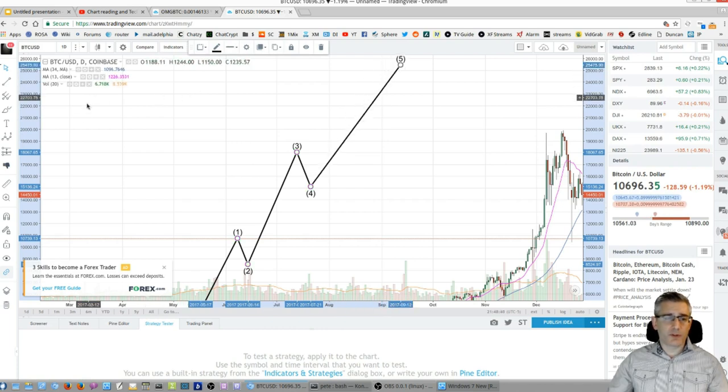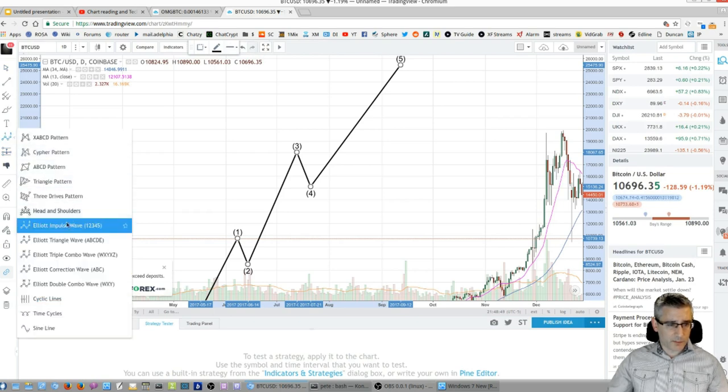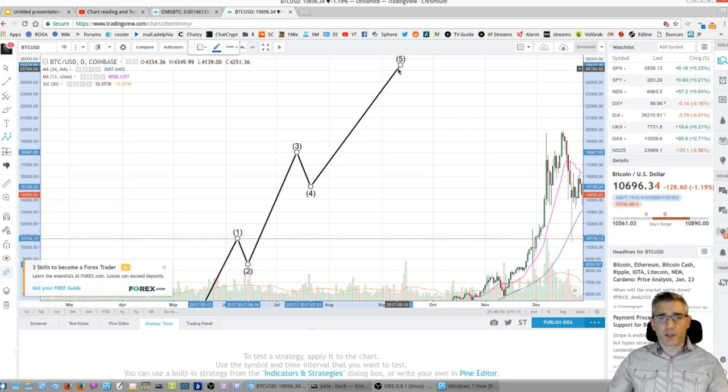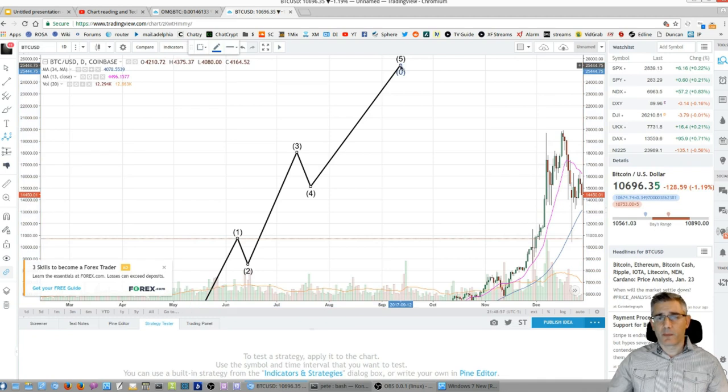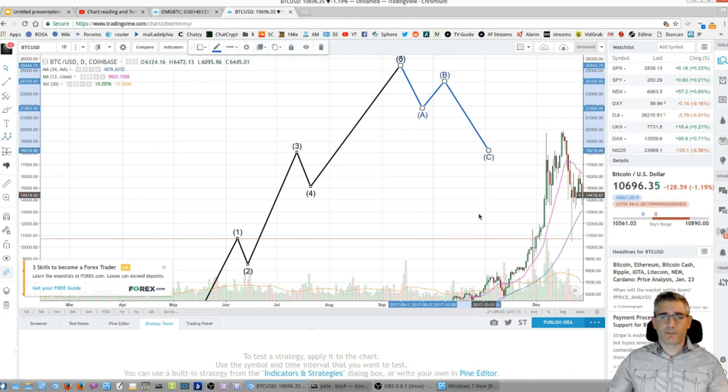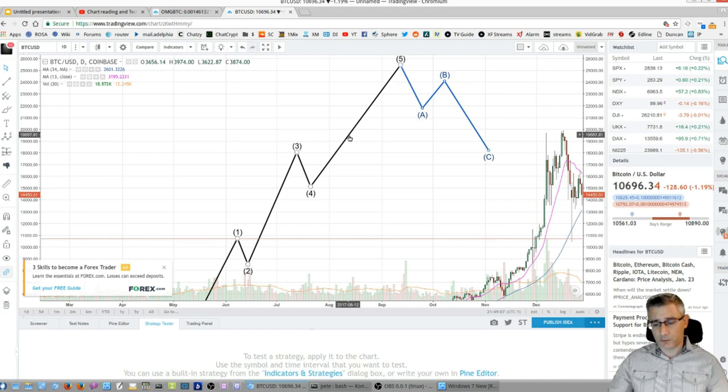All right, now I'm going to change to the Elliott wave corrective wave. I go to the same toolbar, and I select Elliott Correction Wave ABC. Starting from 5, I'm going to draw the corrective zigzag, A, B, C. Okay, so that's how you would draw Elliott wave. I'm going to delete this for now.